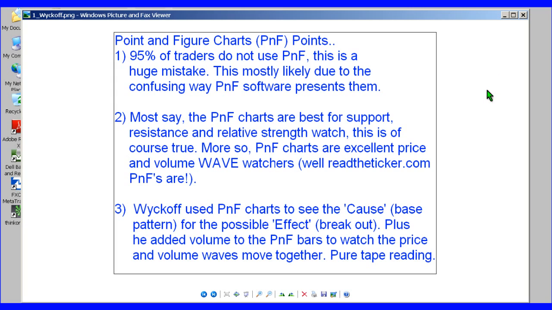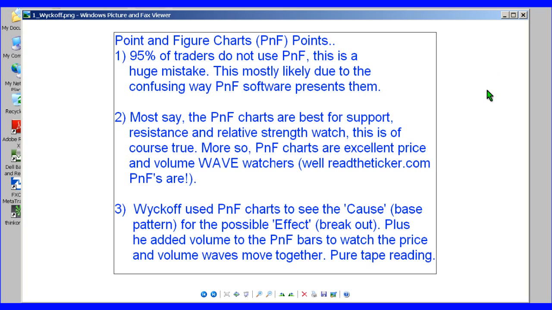Most average watchers of charts say point and figure charts are great for support, resistance, and relative strength watch. This of course is true. But more so, point and figure charts are excellent price and volume wave watches. Well, our charts are, for example.